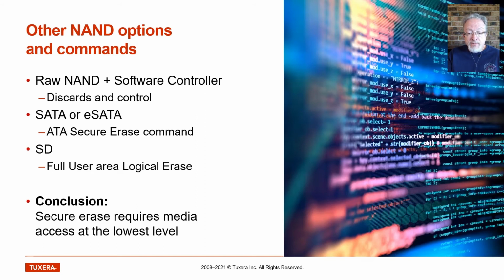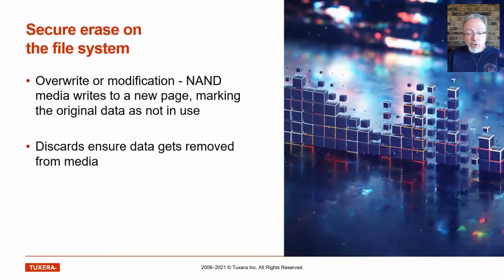Before I move on to the file system, I'll conclude that in order to securely remove data, the firmware or software must be able to directly address the NAND and exercise control over normal erase and compaction. File systems only deal with the media, using read, write, and erase. When a file system overwrites a sector, the NAND will write the data to a new page. Remember, there's no overwrite possible. And the original data is marked as no longer in use by the firmware or the software.